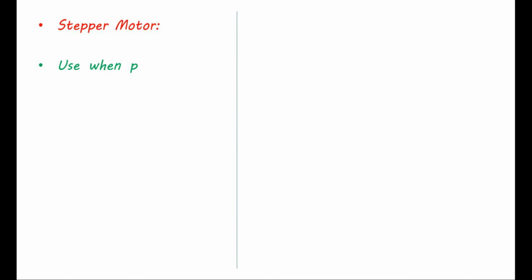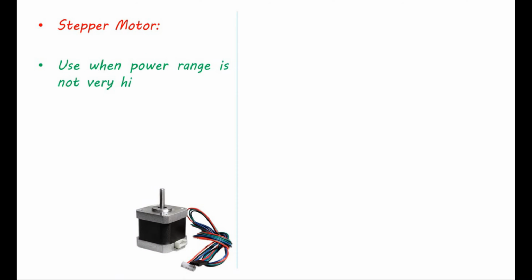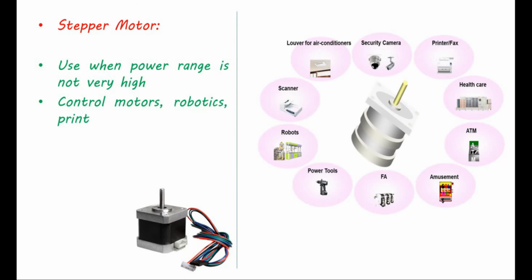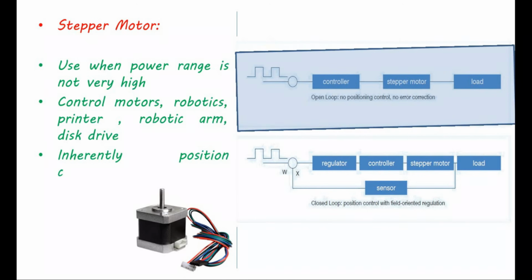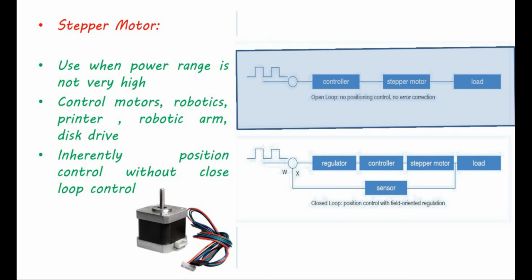This motor is popular in many applications where the power range is not high, such as robotics, printers, disk drives, and control applications. The main feature of this motor is inherent position control without any closed-loop feedback, and hence it is used where we need precise position or angular control.